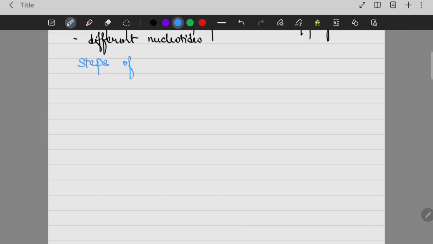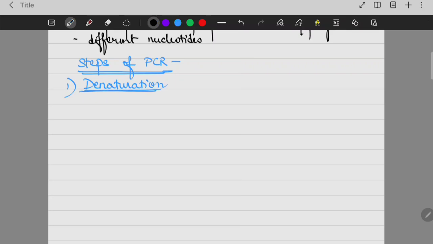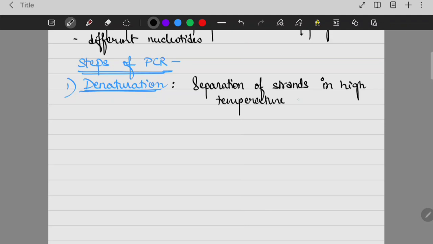So the process of PCR is done in 3 steps. What are the steps of PCR? First one is denaturation. In this step, the separation of the double strands takes place. This is done at high temperature, approximately 90 to 95 degrees Celsius for approximately 1 minute.